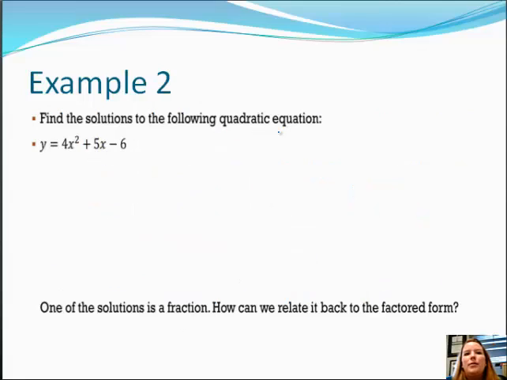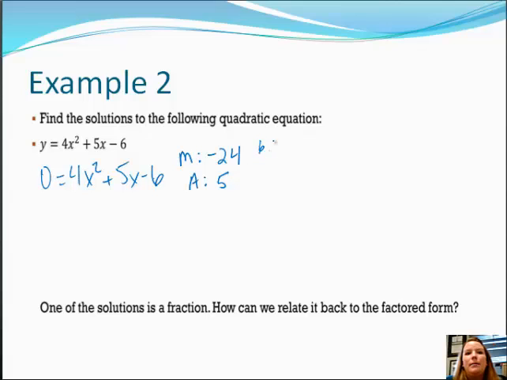So it says find the solutions of the quadratic equation. So in this case, we're going to say 0 is equal to 4x squared plus 5x minus 6. We need to factor it first. So our multiply number, remember, is 4 times negative 6, which is negative 24. Our add number is 5.